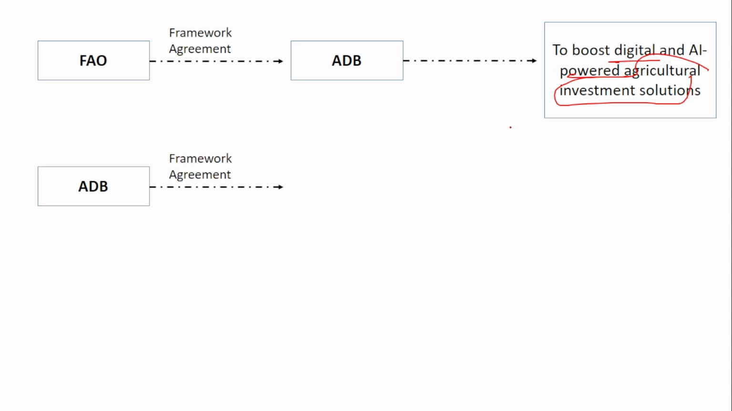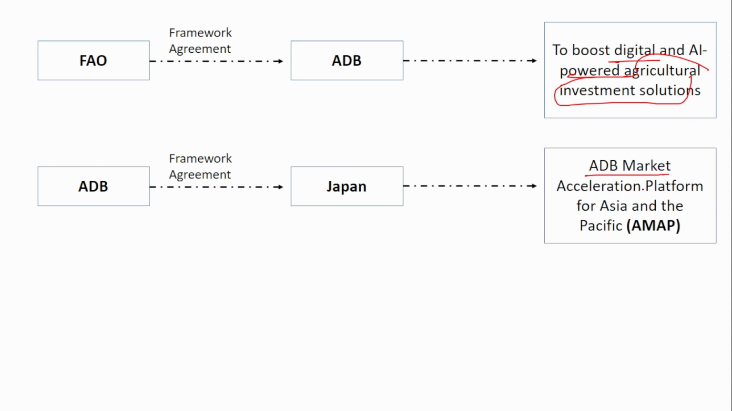Next is ADB has also signed an agreement with Japan. The purpose of this is the ADB Market Acceleration Platform for Asia and the Pacific. So ADB and Japan have come into an agreement for launching, or they have already launched, this ADB Market Acceleration Platform for Asia and Pacific. So what will this do?